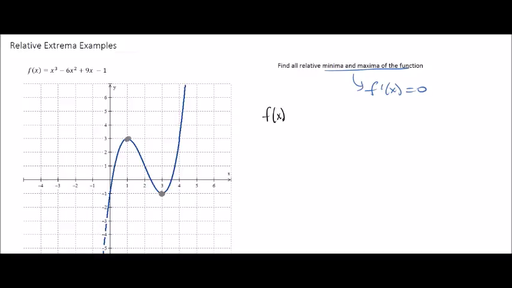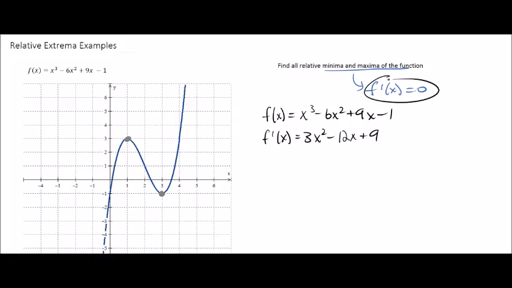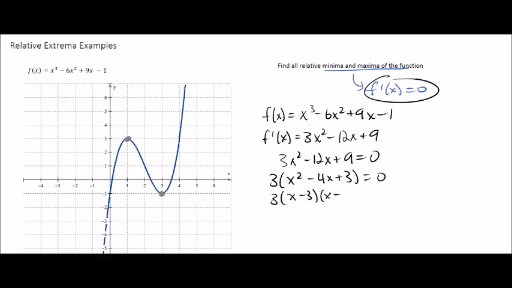So what we have is the function, which is f of x is x cubed minus 6x squared plus 9x minus 1. And we're going to take the f prime of x, which we'll take using the power rule, 3x squared minus 12x plus 9. And since we know that the relative extrema will occur wherever f prime of x is equal to 0, we're going to set f prime of x equal to 0 and find the values of x that make that true. So I'm going to factor out a 3, be left with x squared minus 4x plus 3, and then we're going to factor that and get x minus 3 times x minus 1 equals 0.